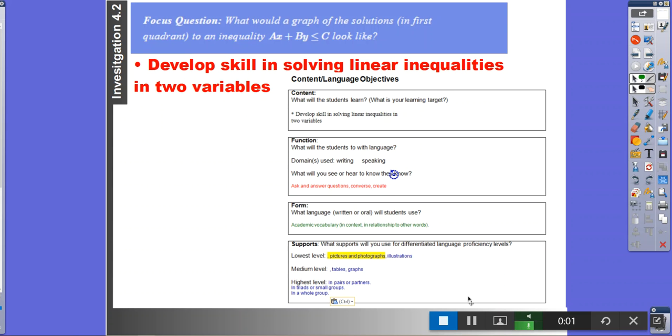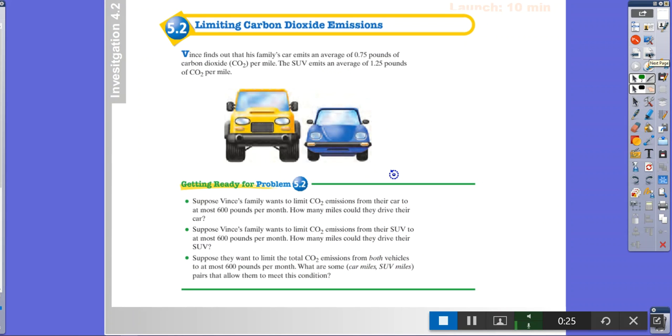All right, so the big idea for today's investigation is what would a graph of the solutions in the first quadrant look like? So we're not looking at a 4-quadrant graph, just a 1-quadrant graph of an inequality ax plus by is less than or greater than or equal to c. So very similar to our warm-up, but only now we're adding the inequality symbol.